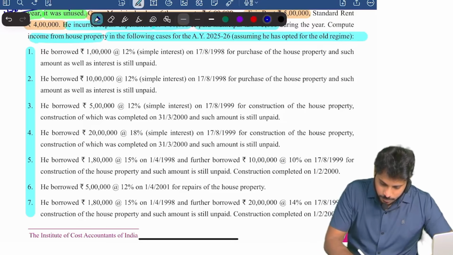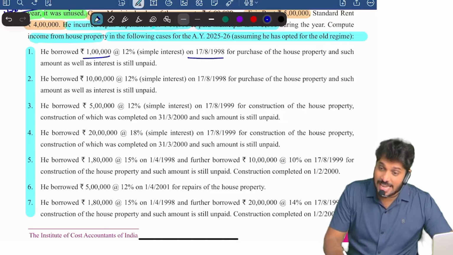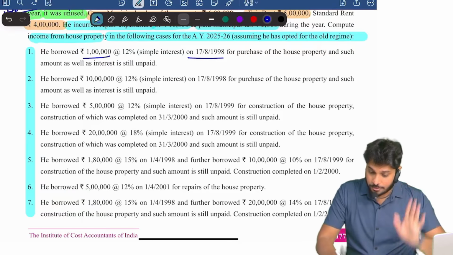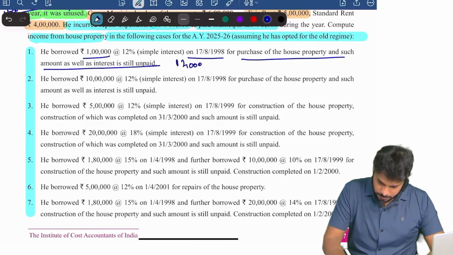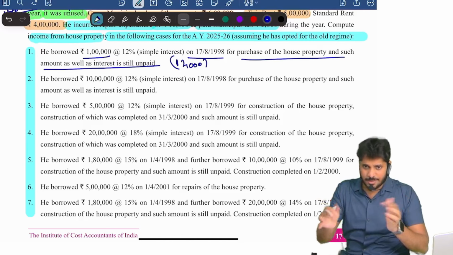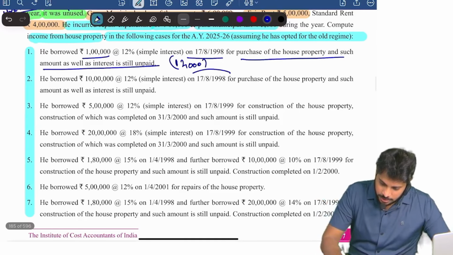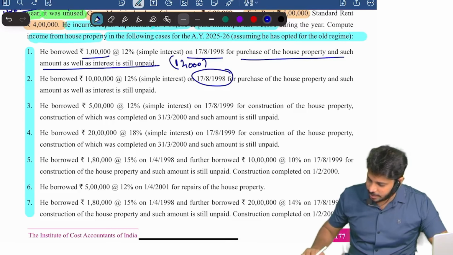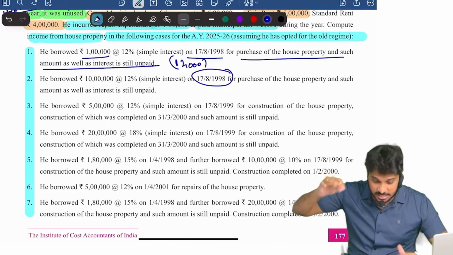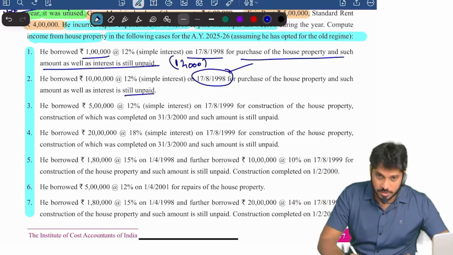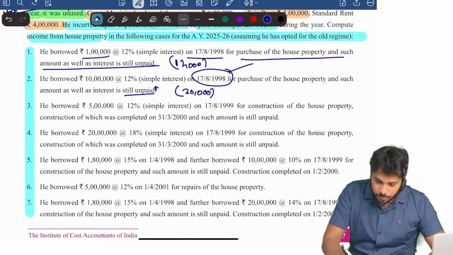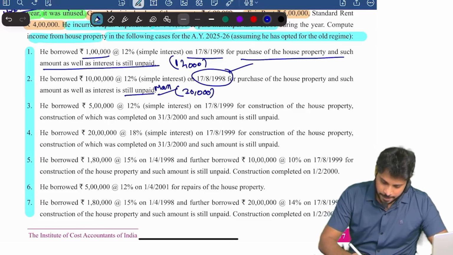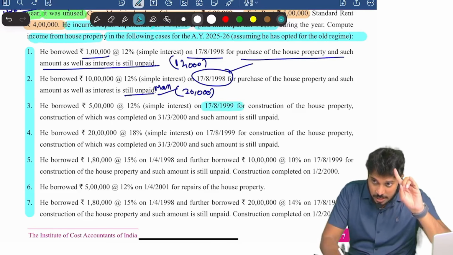First one, he borrowed 1 lakh before 1st April 1999 for purchase of the house, and such amount was still unpaid, along with interest. So 1 lakh into 12%, you can claim 12,000 deduction. Whatever deduction you are claiming, that itself is income from house property. Here, 10 lakhs multiplied by 12%, 1 lakh 20,000 he incurred in the current year as interest. The entire amount is still unpaid, remember. But since the loan was borrowed before 1/4/1999, where NAV is equal to 0, the maximum interest deduction is 30,000.